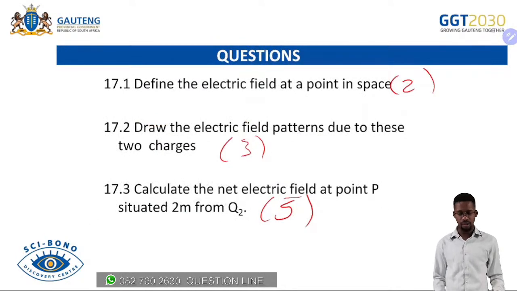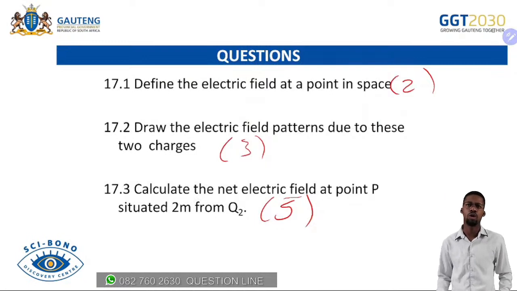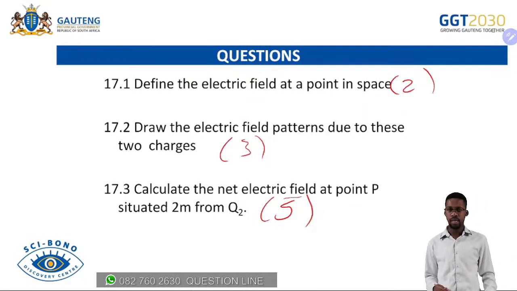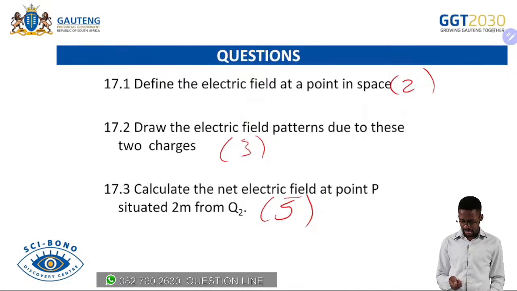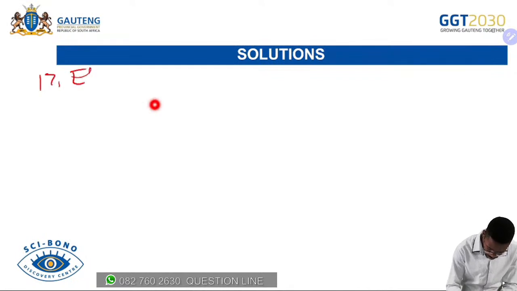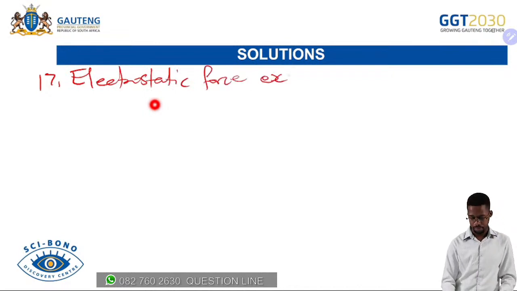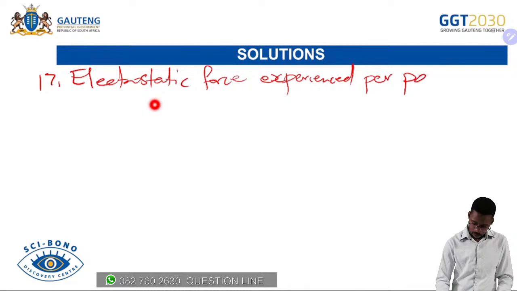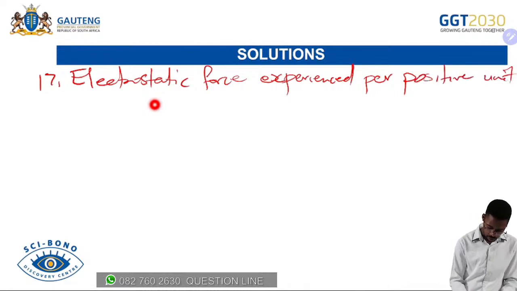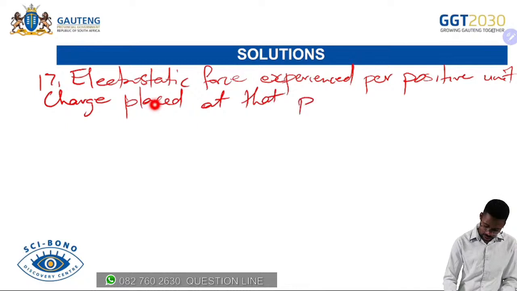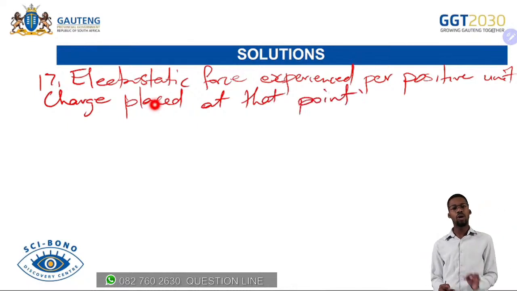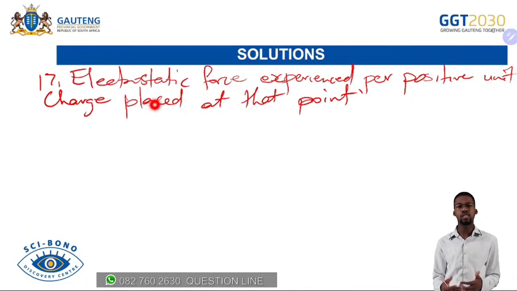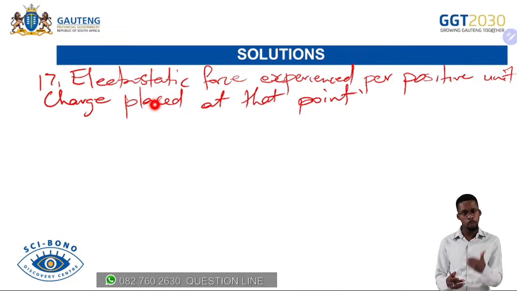Define the electric field at a point. That is what the question requires you to do. Define electric field at a point. And we did say that we define electric field at a point as the electrostatic force experienced per positive unit charge placed at that point. So this is what electric field at a point is.